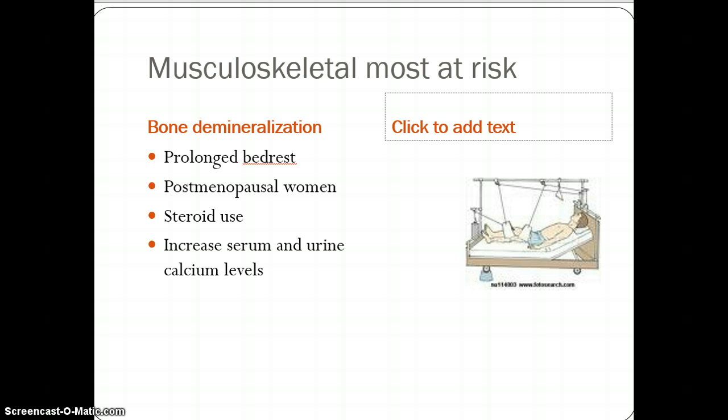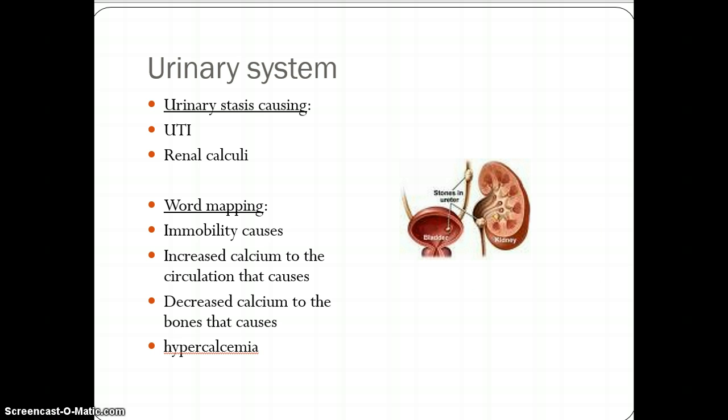As we look at who's most at risk, we look at the people on prolonged bed rest. They're going to have bone demineralization, or those bones that are breaking down. Your postmenopausal women, those that are taking steroids for inflammatory conditions, and then those that have high blood or urine calcium levels as well. So we have several patients that would be at risk. In our picture here, we see a man that has traction. You see the trapeze above him, but then he also has the traction above and below the knee, and high risk for blood clots, because where that traction is pulling that leg up, you're not getting good blood flow. It's obstructing the blood flow in those areas.